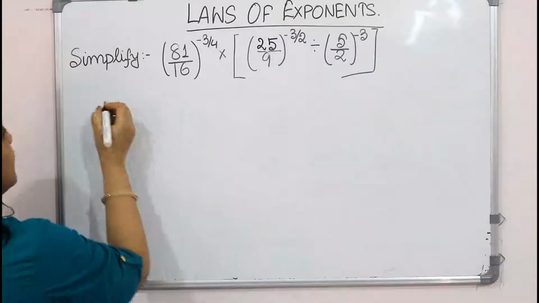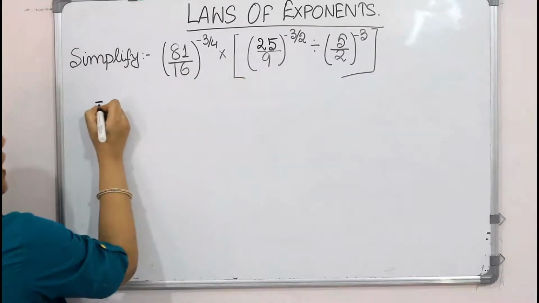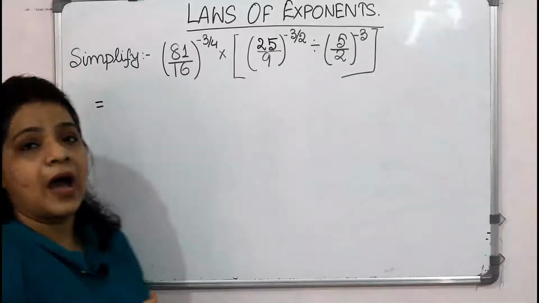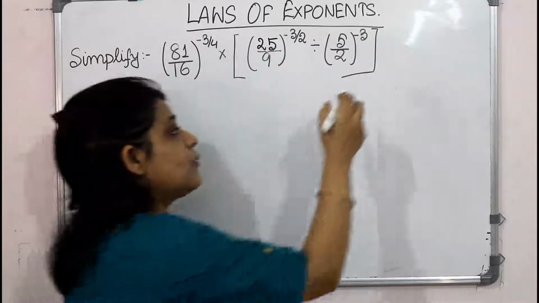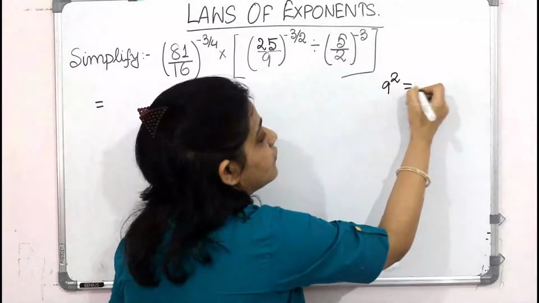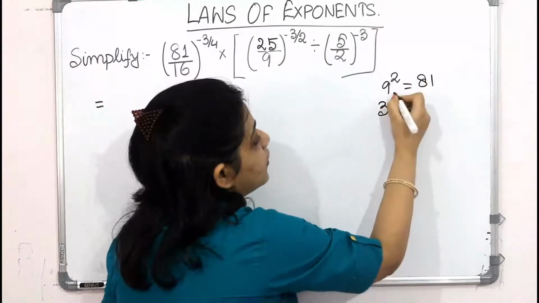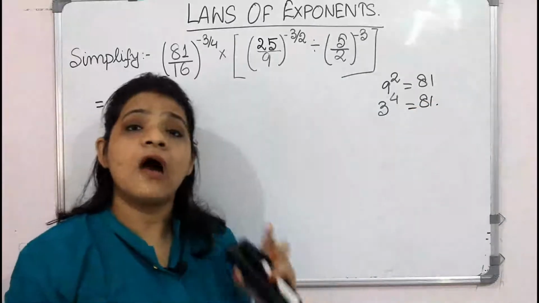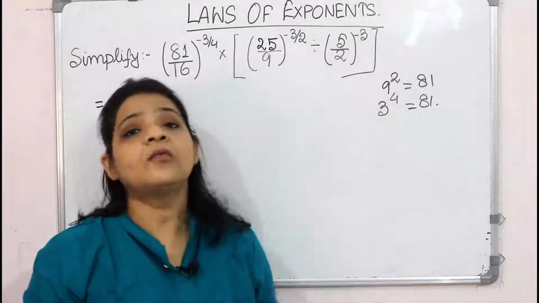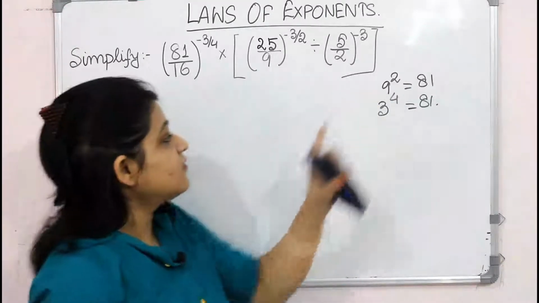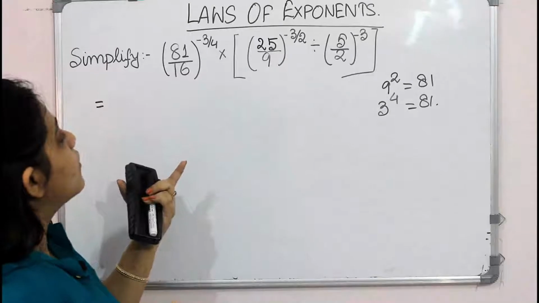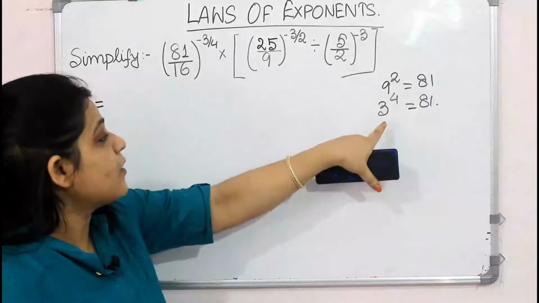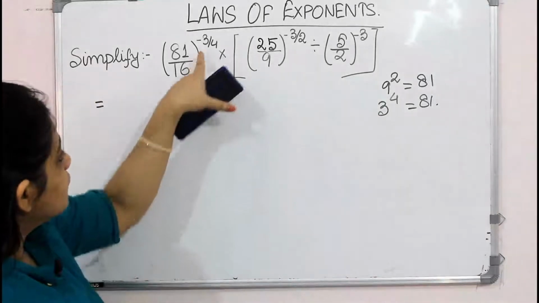So the next step will be, I am writing the expression as it is and giving here equal to. So 81, see here one more trick. 81 is 9 square, and 3 to the power of 4 is also equal to 81. Now you have to judge which one will work for you. Here 9 square will work, but the steps will increase.